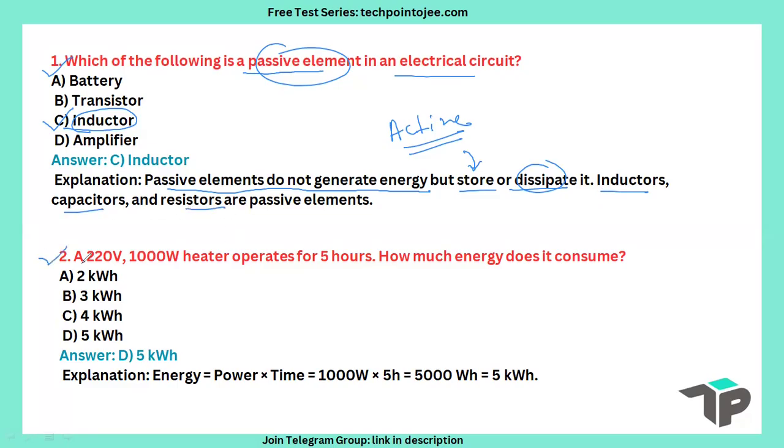So question number 2: a 220 volt 1000 watt heater operates for 5 hours. How much energy does it consume?